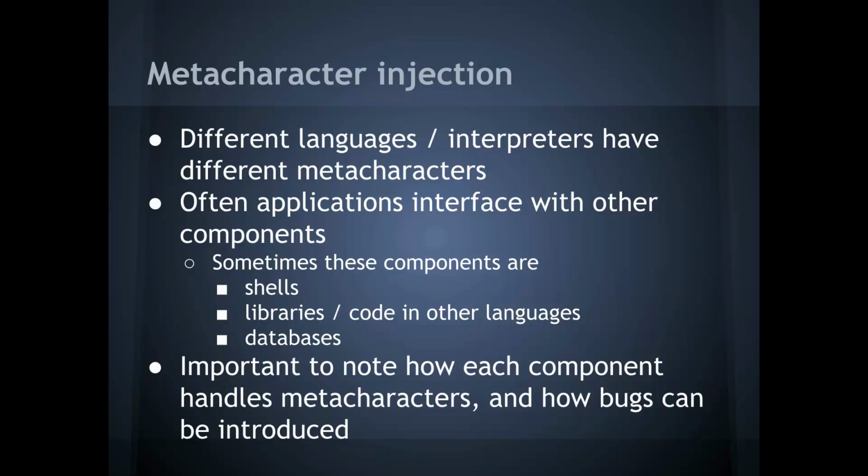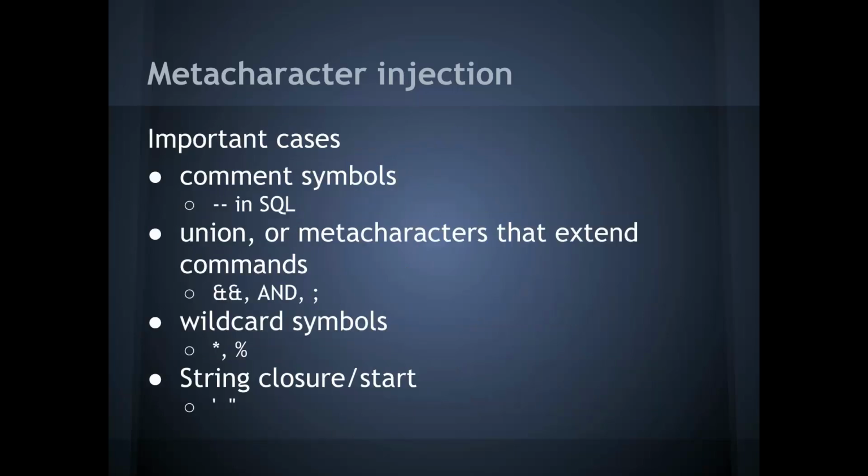And meta-character injection applies when applications interface with the various components of that architecture in a dangerous way. Sometimes they're passing off a calculation to the shell, or to a library perhaps written in a different language, or to the database. It's really important when auditing for meta-character injection to understand how each component handles its meta-characters, and to focus on how bugs can be introduced in the interaction between these components.